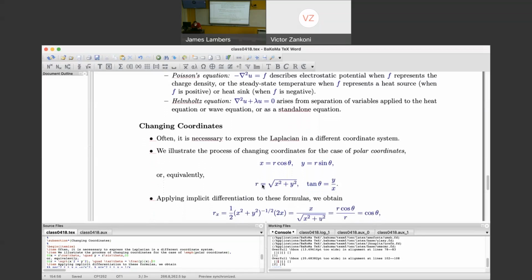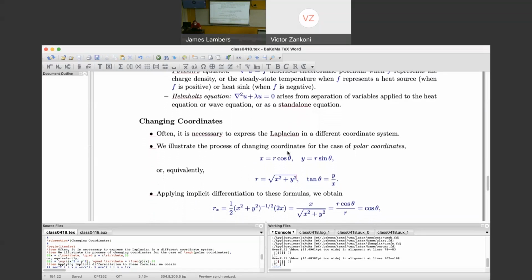So what I'm going to do is start with this formula right here, r in terms of x and y. I want the derivatives of r and theta with respect to x and y. That's going to help me get the Laplacian in polar coordinates. Keep in mind that x and y are independent variables.